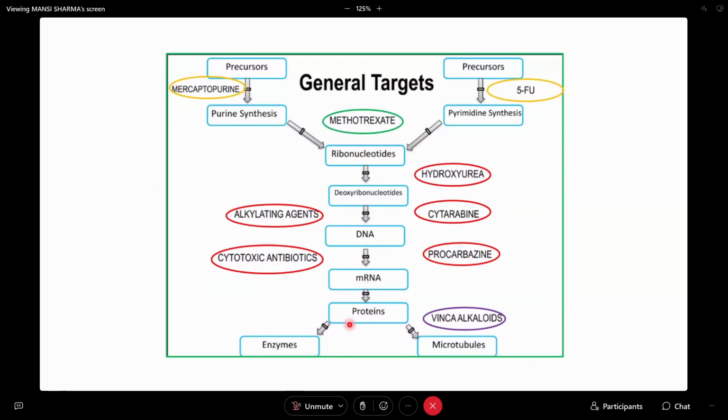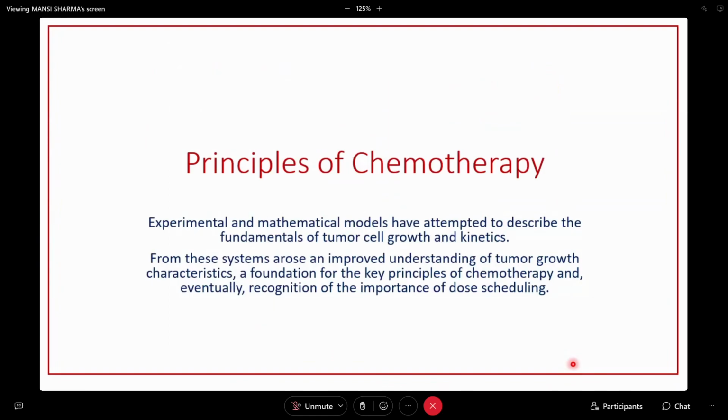mRNA further forms the coding for proteins in the cell, and these proteins further go on to form enzymes or microtubules or receptors to further carry out the body function. And vinca alkaloids work on the microtubules. So this is a broad overview of all the different kind of drugs that we have.